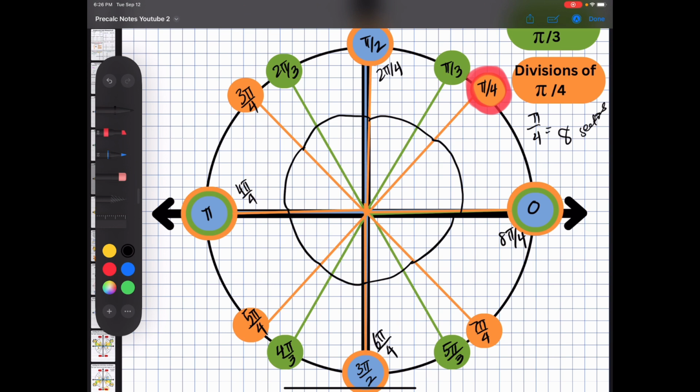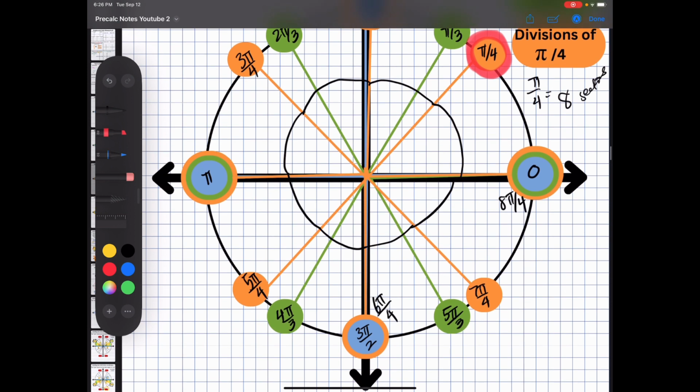So 2 pi over 4, if I divide the top and the bottom by 2, I get my pi over 2 that I already have inside. So 2 pi over 4 is the same as pi over 2. 4 pi over 4 over here, the 4 and 4 just give me pi, which I already have inside. And then 6 pi over 4 simplifies to 3 pi over 2, which again, I also have inside. And lastly, 8 pi over 4, we know is going to simplify to 2 pi.